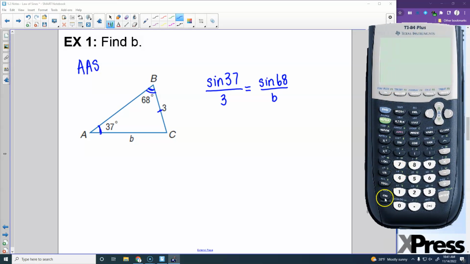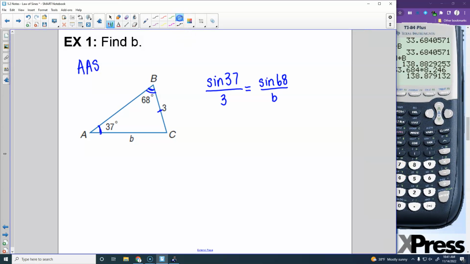So, to solve this proportion, you can cross multiply, right? Because if two fractions are equal to each other, you can cross multiply. So I will get B times sine 37 equals 3 times sine 68. It doesn't matter which side of the equal sign you put those two expressions on, but I like to have the B on the left-hand side.